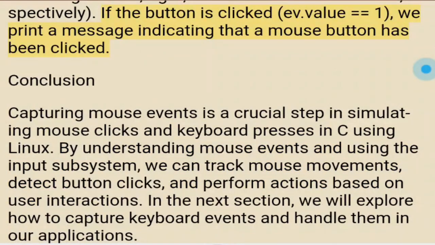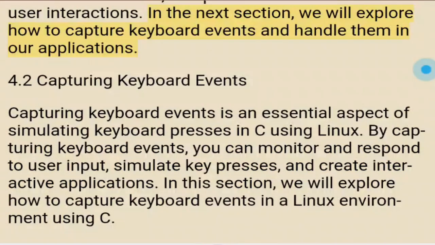If the button is clicked, ev.value equals 1, we print a message indicating that a mouse button has been clicked. Conclusion. Capturing mouse events is a crucial step in simulating mouse clicks and keyboard presses in C using Linux. By understanding mouse events and using the input subsystem, we can track mouse movements, detect button clicks, and perform actions based on user interactions. In the next section, we will explore how to capture keyboard events and handle them in our applications.